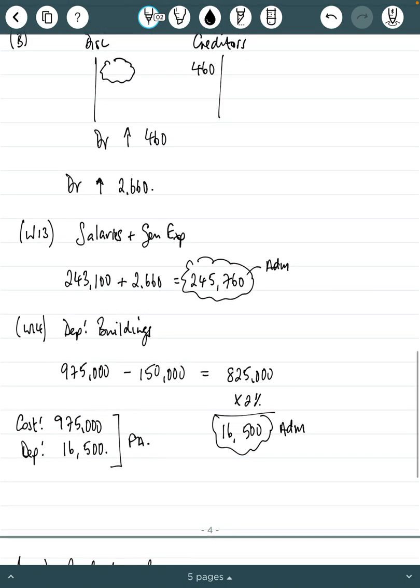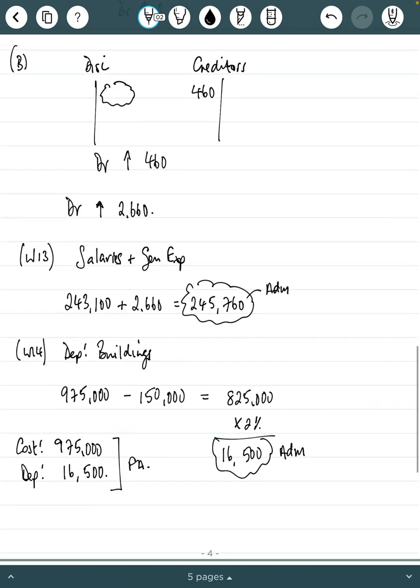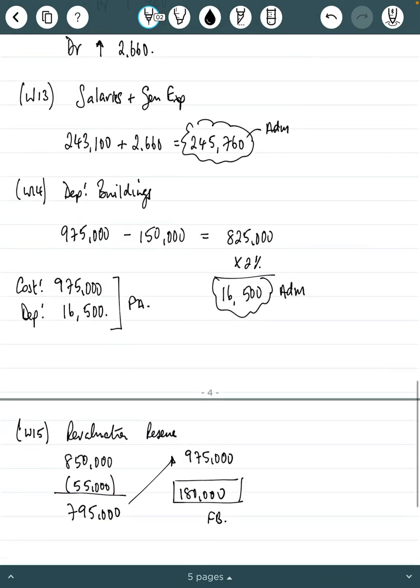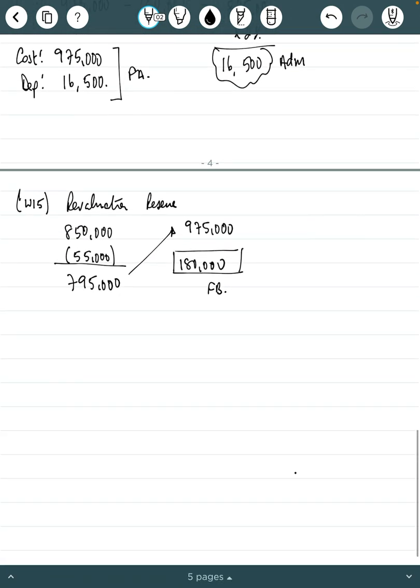Now, just as I was about to start again, I noticed that I haven't covered doing the debenture interest and the discount after suspense. So I'm going to do that now. So working 16, I'll do the debenture interest. It's just like the mortgage interest.